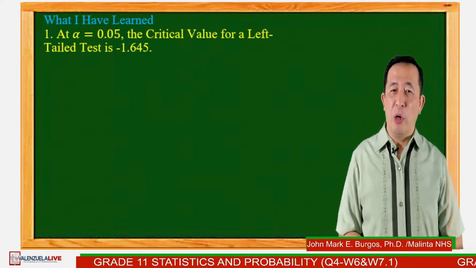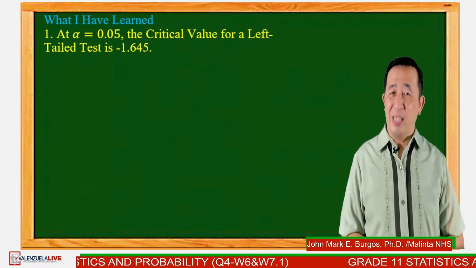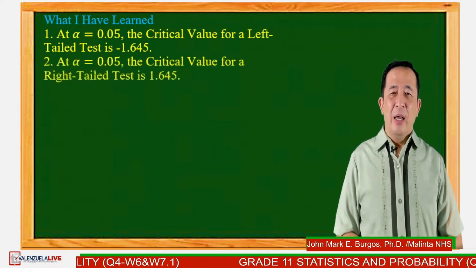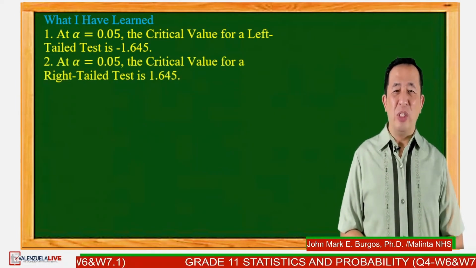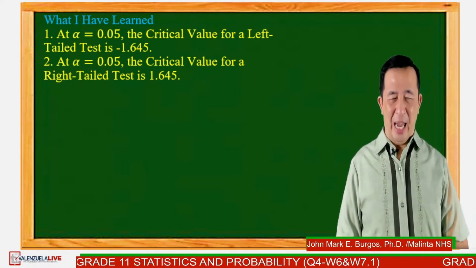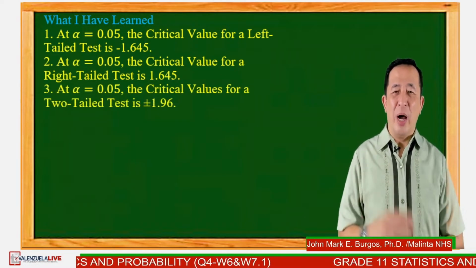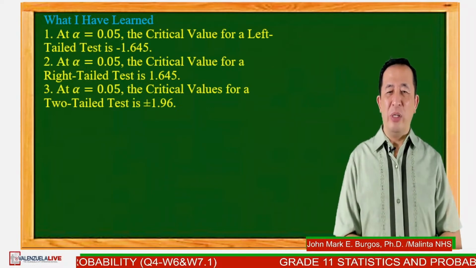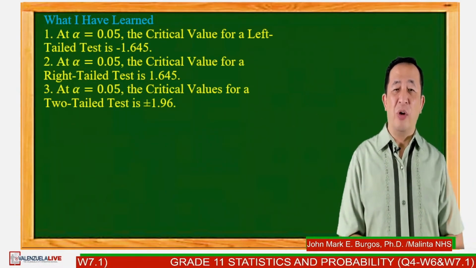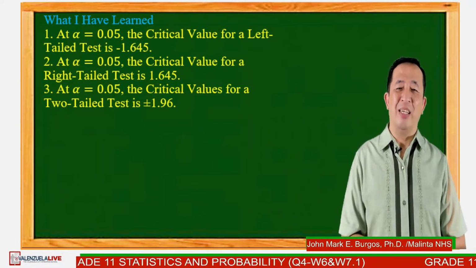At alpha, which is 0.05, the critical value for a left-tail test is negative 1.645. Secondly, at alpha 0.05, the critical value for a right-tail test is 1.645. Third, at alpha equal to 0.05, the critical values for a two-tailed test are positive or negative 1.96.